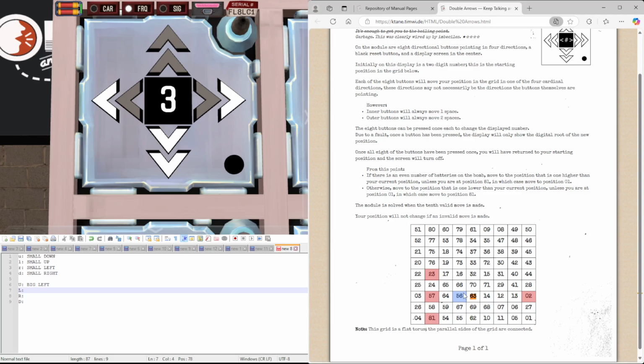Then we have 2, 5, 9, and 2. Okay. Oh, we can't have left, so 2, 5, and 9. So that's fine. Big left gives us 9. So big left is actually big down.